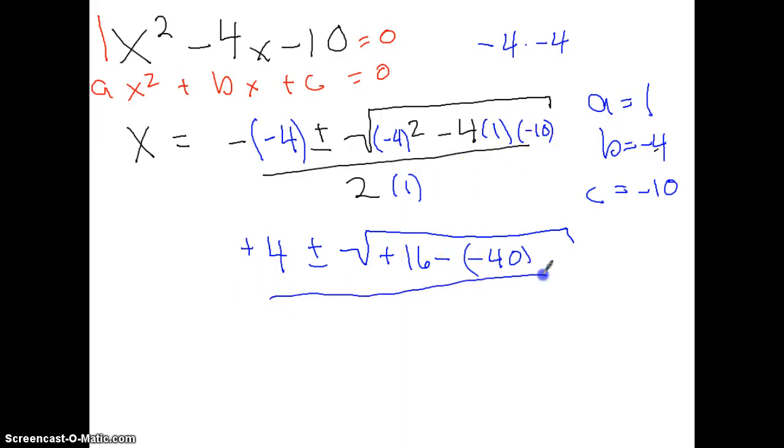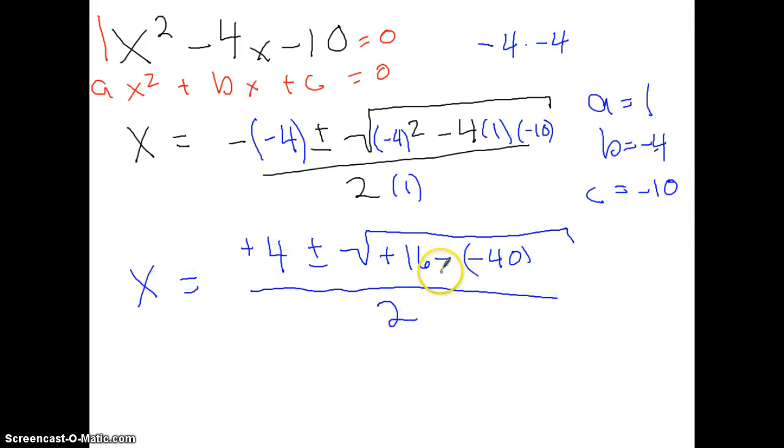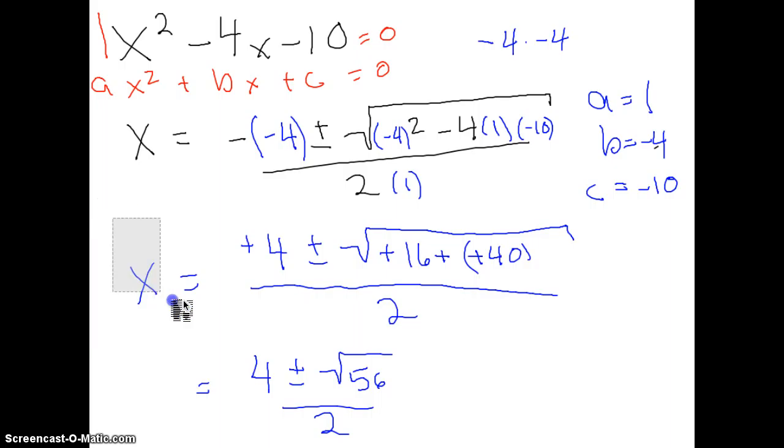And then the bottom is 2 times 1, which is 2. So x is those two things there. And I'm going to continue simplifying. 2 negatives make a positive. I add those together and I get 56. All right, and that looks okay, but we can simplify it, especially because of that radical there.